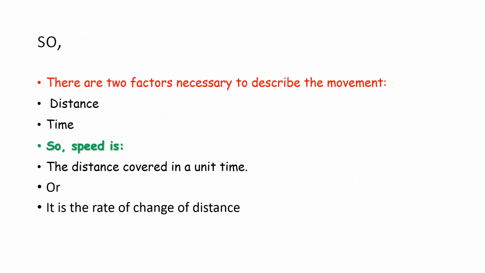So we have two factors that are necessary to describe the motion or the speed itself: the distance and time. So I can say, what is the speed? The speed is the distance covered in a unit time. Or I can say it is the rate of change of distance.